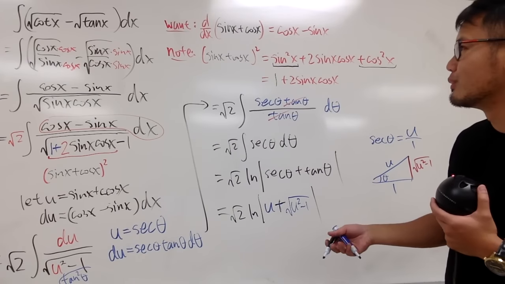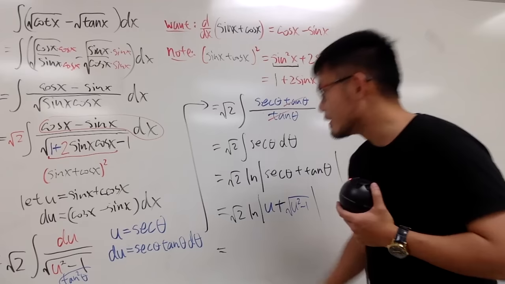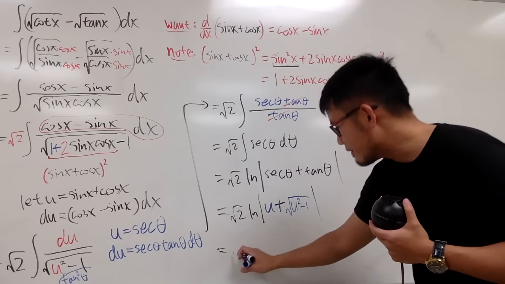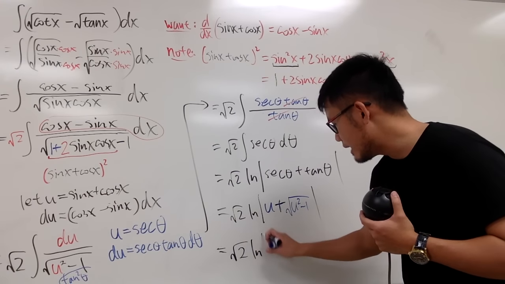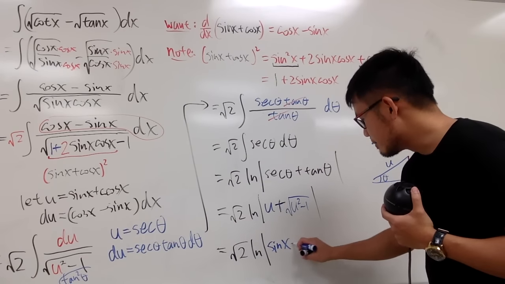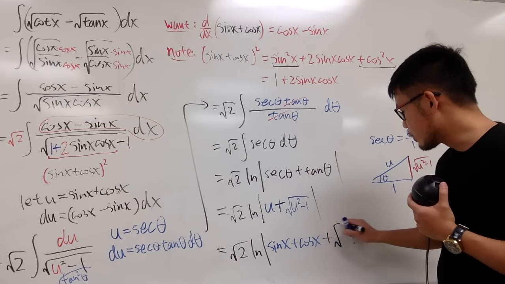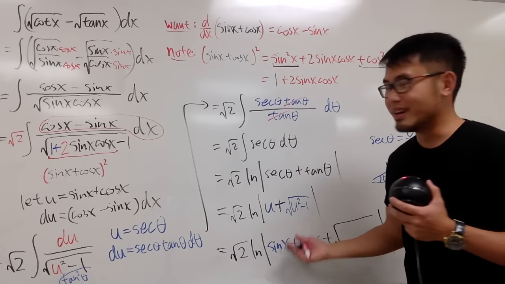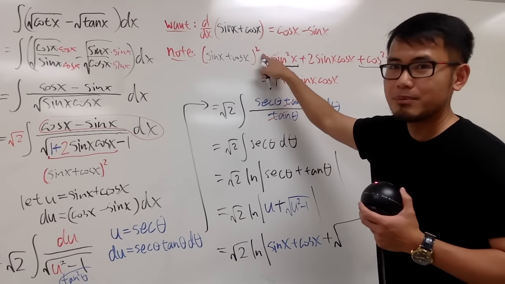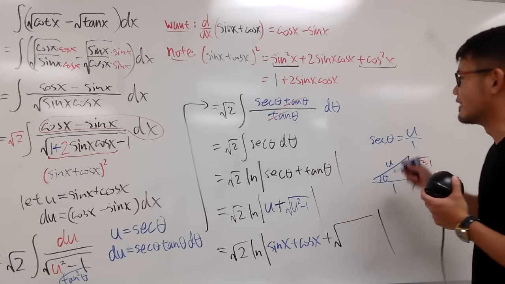And finally, I just have to go back to the x world. So what is u? Let's look back. u was this guy, right? So here we have the square root of 2 times ln absolute value. u is sine x plus cosine x, so let me put that down: sine x plus cosine x for the u, and then we add the square root. What's u squared? As you can see, u is equal to this, and we have done this to the second power already. So let me write this down to make this super clear.